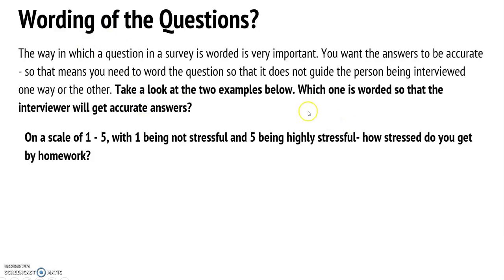So let's take a look at the two examples below. Which one is worded so that the interviewer will get an accurate answer? In the first one, it says, on a scale of 1 to 5, with 1 being not stressful and 5 being stressful, how stressed do you get by homework?